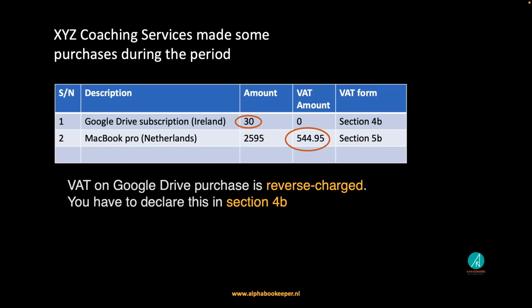So Google is in Ireland and you are in the Netherlands patronizing Google as a business person, then Google is going to charge you 0%, but in the Netherlands, you have to account for that 21%. And we will see it when we get to the next sessions. You also bought Mac Pro within the Netherlands during the period, and it was 25.95 euros. That gives you 544.95 euros. This you would recognize under section 5B, the VAT amount you would take under section 5B.